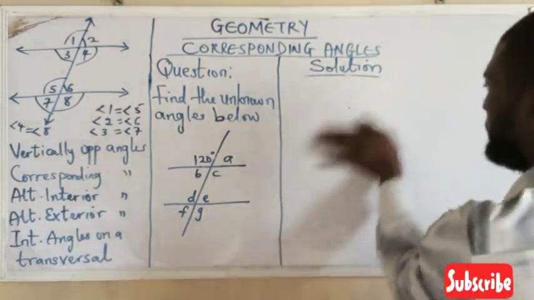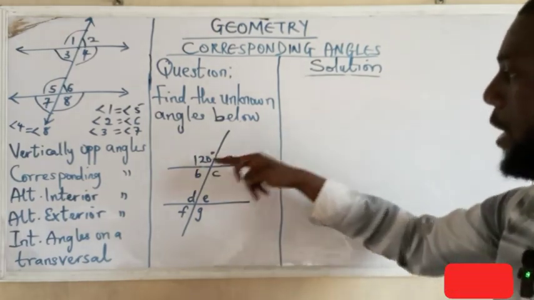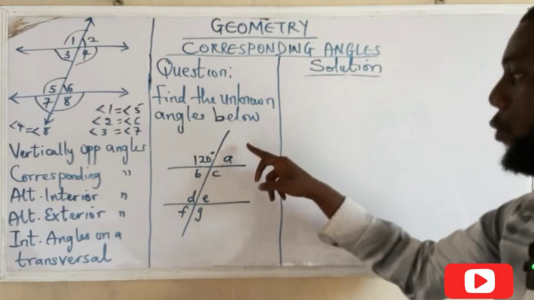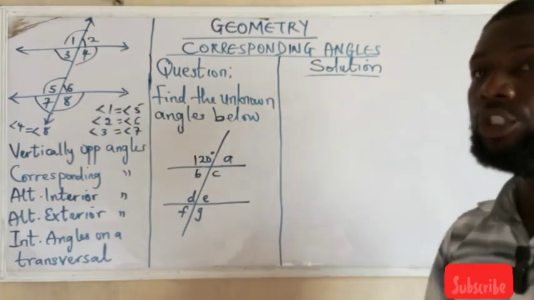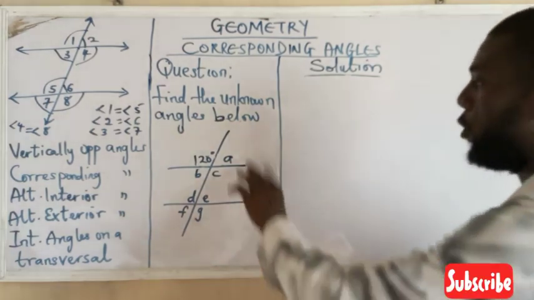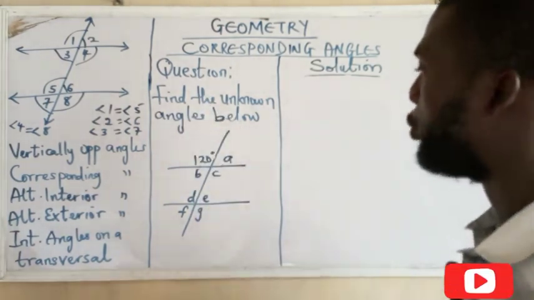Then from there, we quickly look at the questions below. The question says, find the unknown angles below. So we have the angle 120 degrees, we have A, C, B, D, E, F, and G. From all we can see here, the only known angle is the angle 120 degrees.